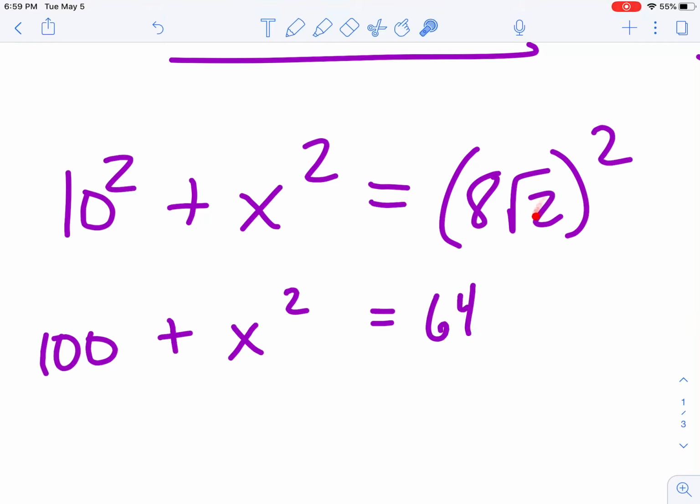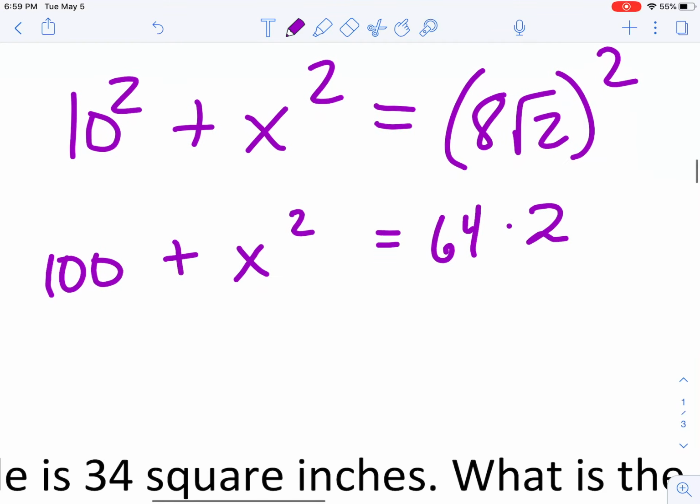And what is radical 2 squared? Well, remember that anytime you square a number and you take the square root, those are exact opposites. They're inverse operations. So because it's the square root of 2 squared, it's saying the square root of 2 times the square root of 2, which would be the square root of 4. And the square root of 4 is just 2. So this is 64 times 2. So 100 plus x squared equals 64 times 2, which is 128.